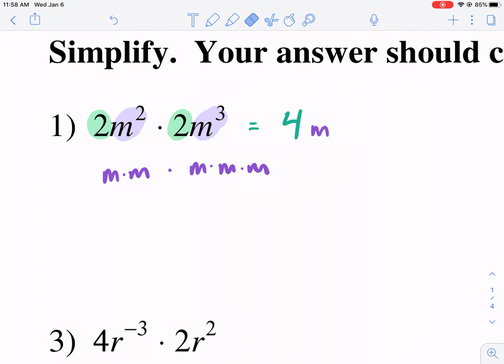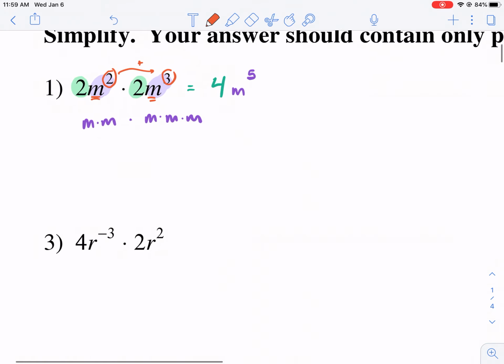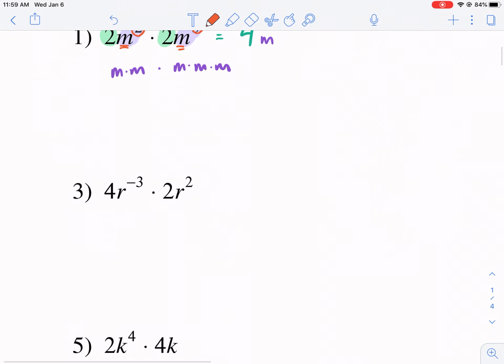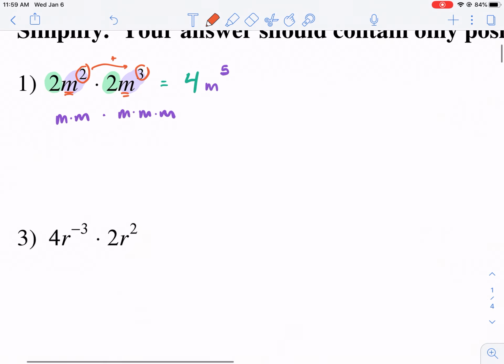Now the easy way to do it is to just add the exponents if you have like bases. m and m are the same, so we can add 2 plus 3 to get 5. And that's how we arrive at our answer a little more quickly. Let me demonstrate it again a little more quickly this time.